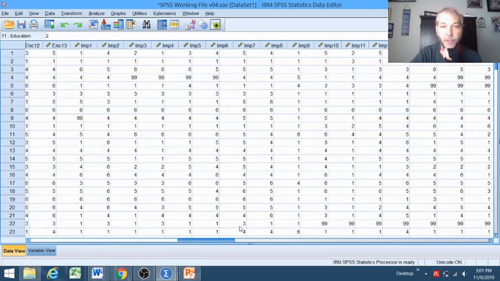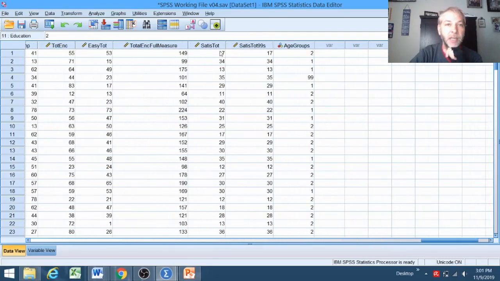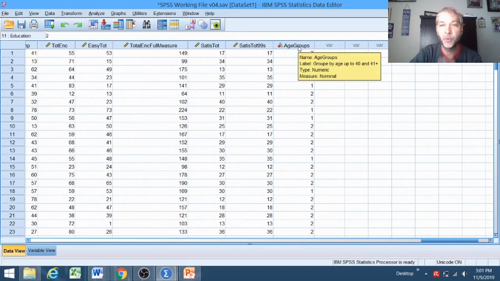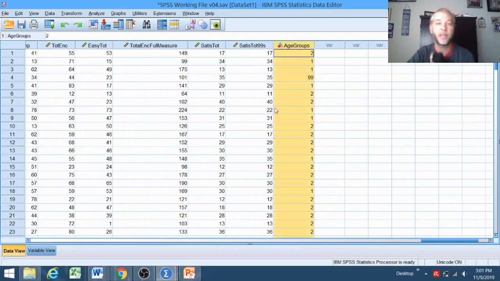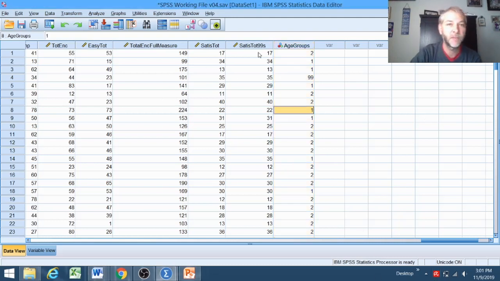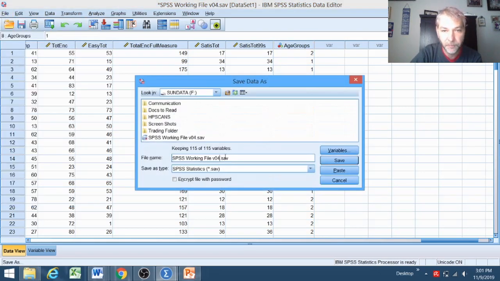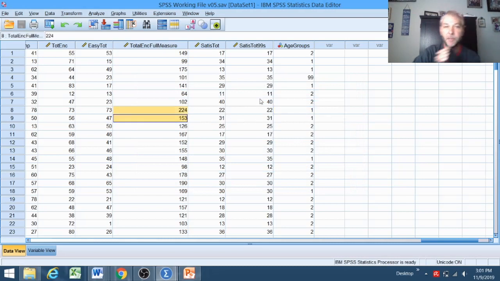Before we get started, real quick, I just want to show that I did indeed keep the age groups variable here. This is the one that we created in our previous lecture when we were going over the independent samples. I'm going to leave that there. In fact, I am going to do a save as at this point, and I'm going to move this on to version 5 and do a save.